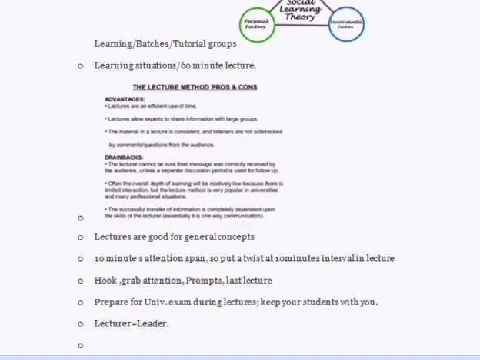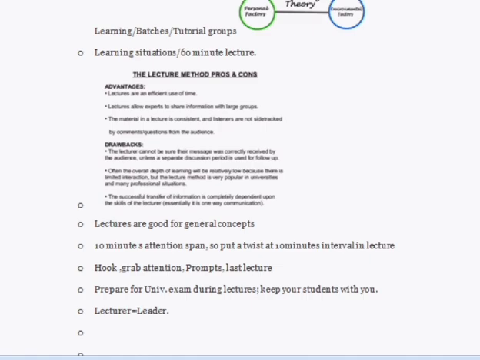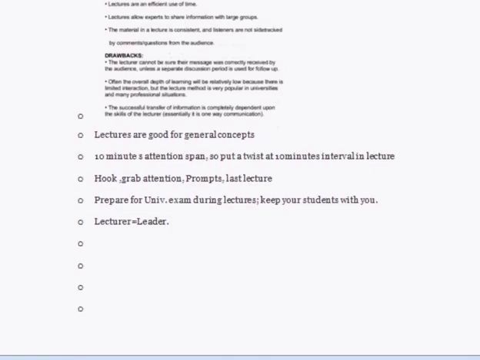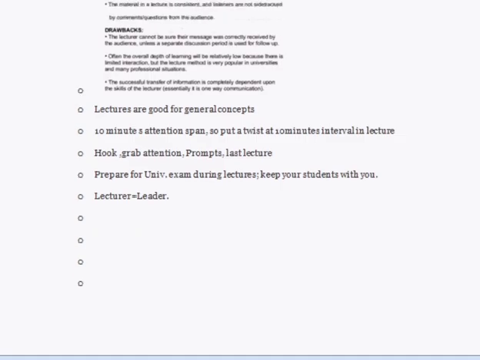So for general concepts lectures are good, but the successful transfer of information depends upon how good the lecturer is himself and how well the lecture has been prepared. There should be a 10 minute attention span. To put a twist at 10 minute intervals: hook, grab attention, give prompts.